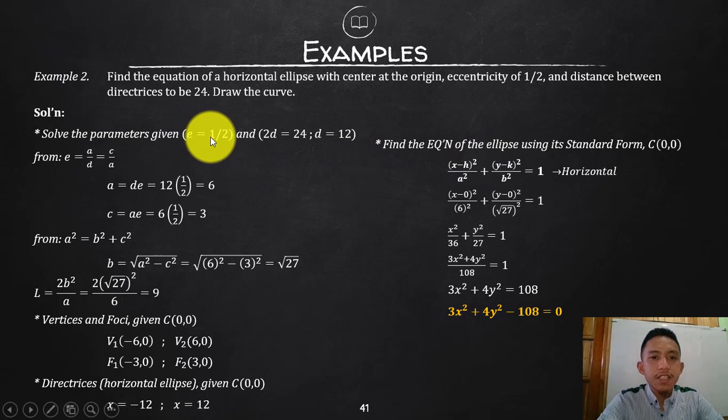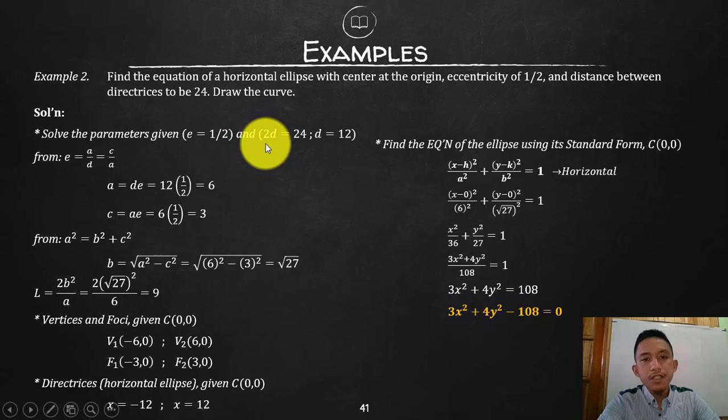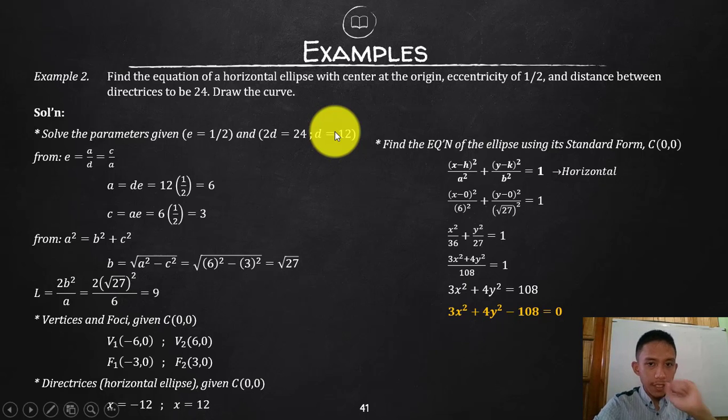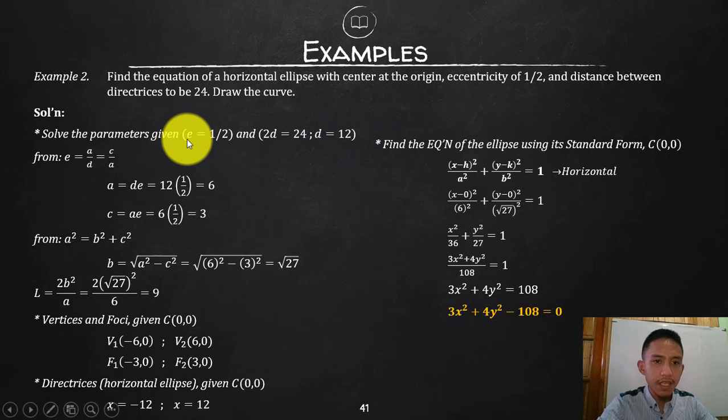So given eccentricity to be positive 1/2, and then of course that is 2D again, explained because that is the distance between two directrices. From center to directrix is D, from center to the other directrix is another D. So that should be 2D, which is 24. So getting from this, your D is 12. Okay, so we have D, we have E.